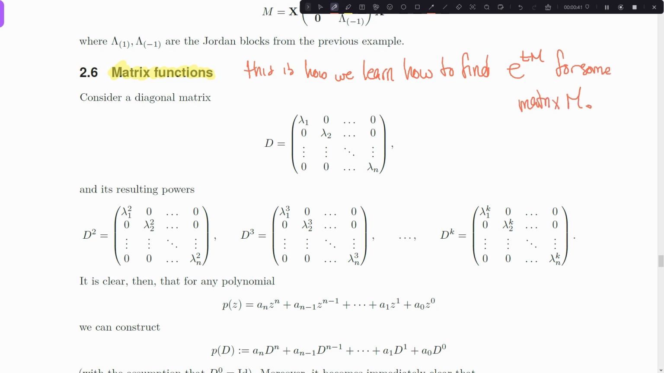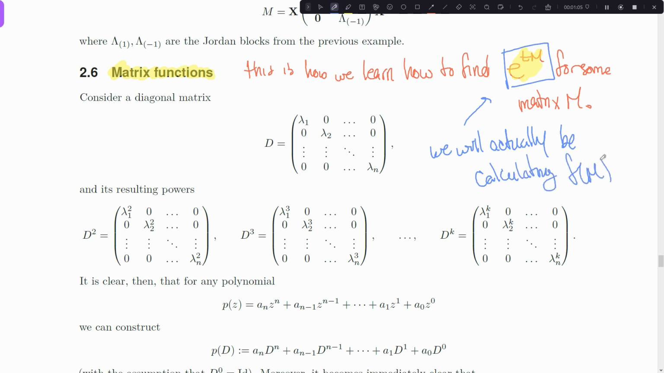Now, I'm actually not going to calculate this fully for you yet. We're going to calculate versions of that, but we're actually going to go a bit more general because there's nothing that's telling us we can't go general. So we will actually be calculating f of M for many choices of f. So that's really where we're going, is calculating matrix functions as a whole.